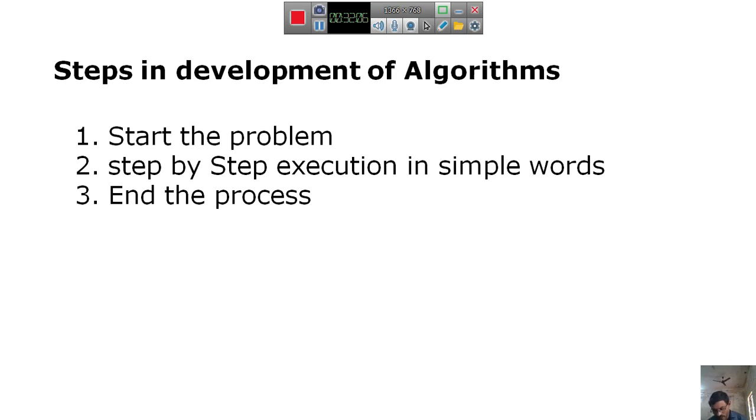How much amount? We ask the cost of that book. So what is the cost of that book? This is the cost. We pay the amount for that particular book, right? And we come back again to the home. So these are the problem solving steps for purchasing a book.